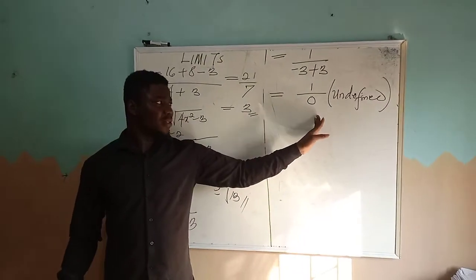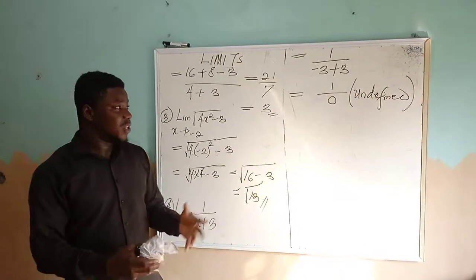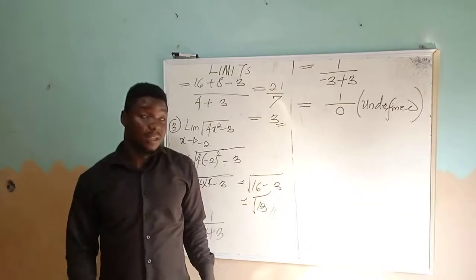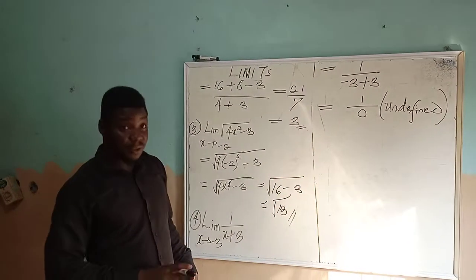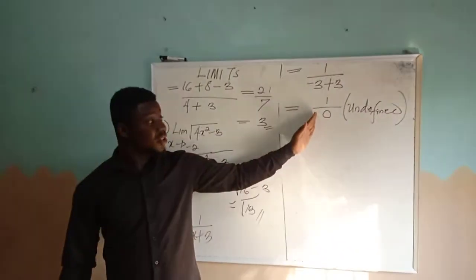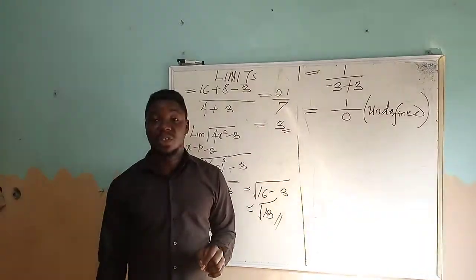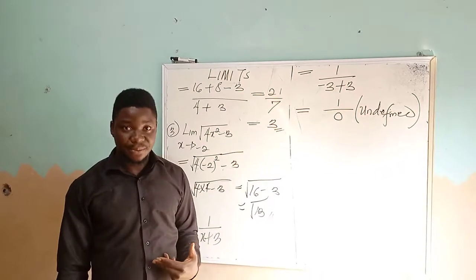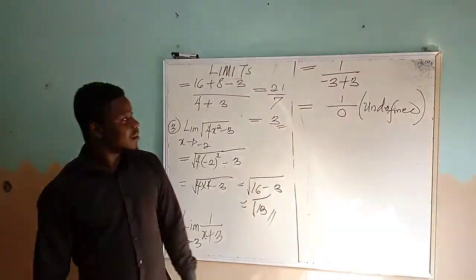I'm going to come back to this in my next video, where I'll be talking about the second phase of limit of a function. But for now, when you have something of this nature in limit, it means limit does not exist, or undefined, or indeterminable. So that's just the first phase of a limit.